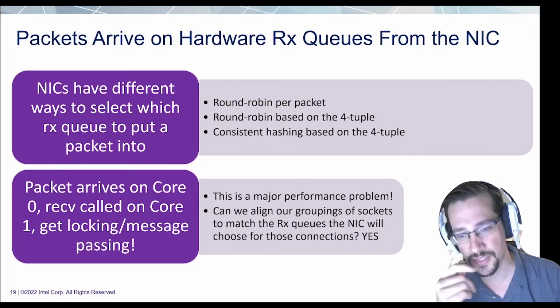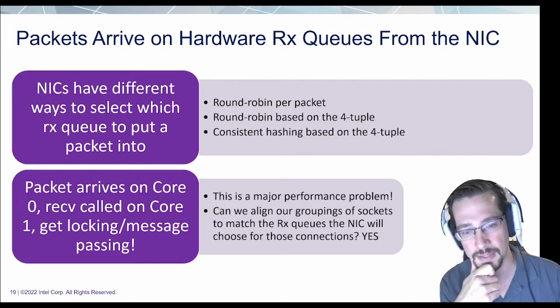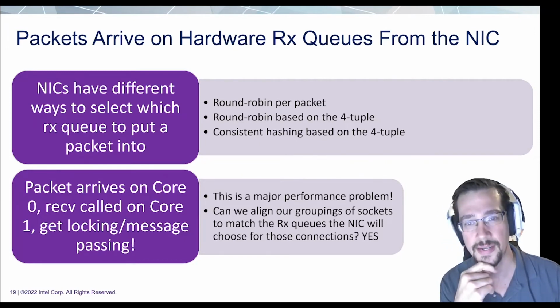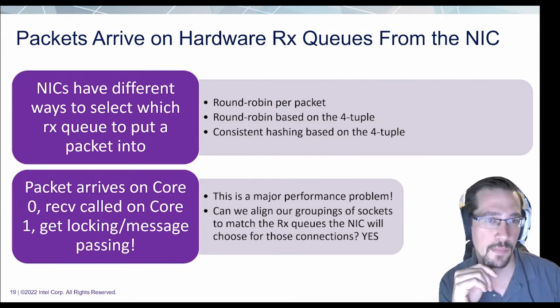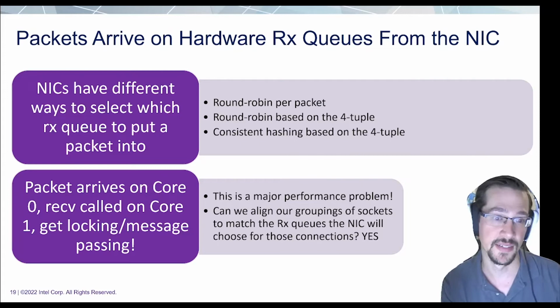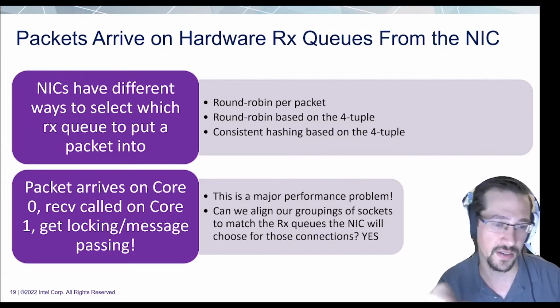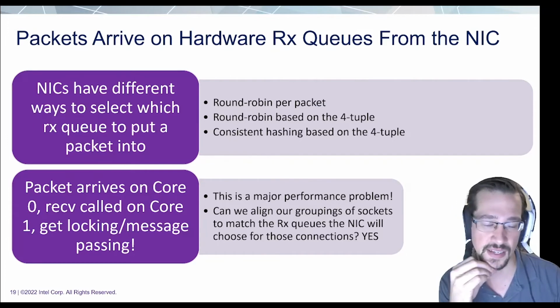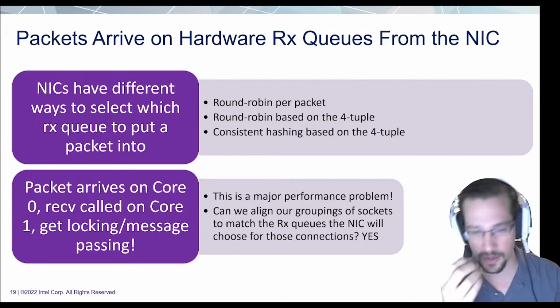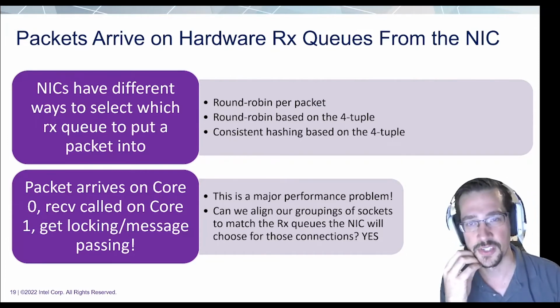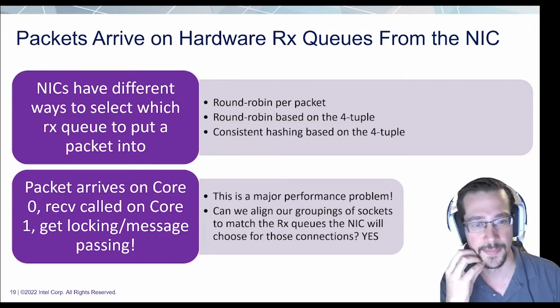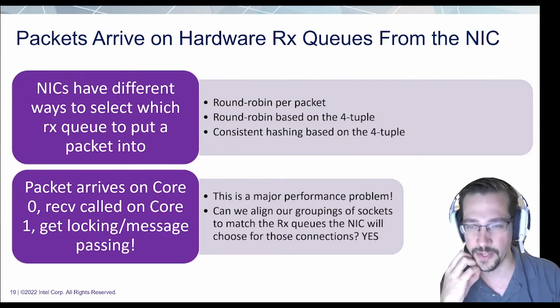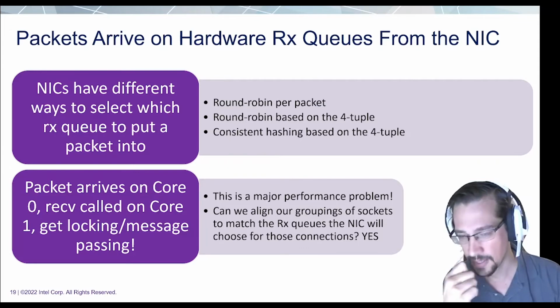It turns out this is a major performance problem. We see this in traces, locking and message passing in the network stack. It mostly manifests as latency outliers in particular, when we have to do a message pass and something has to wait for a lock or something like that. We see spikes in our latency profiles, P99 latency and things like that.